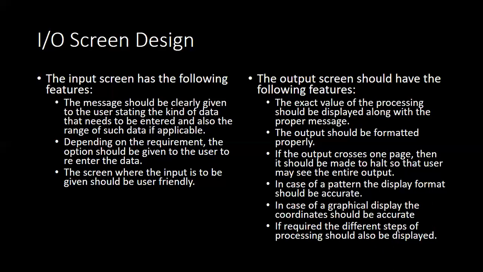If the output crosses one page, suppose the output is of 4 pages. Whenever a user is trying to see the output, the programmer should keep in mind that if the output is more than 1 or 2 pages, then the system should halt at a certain point, so that the user may read the entire thing.